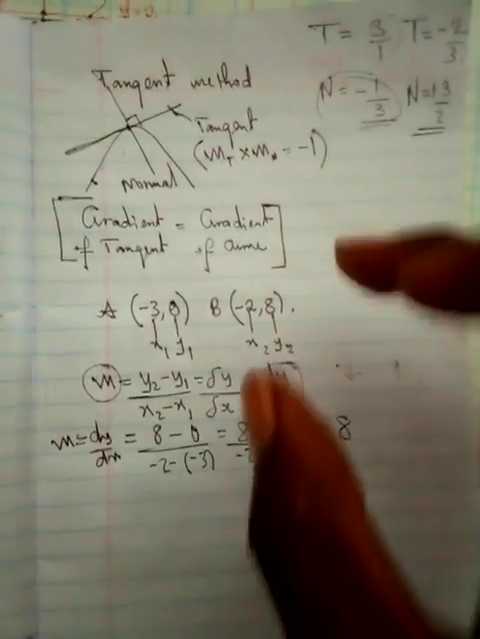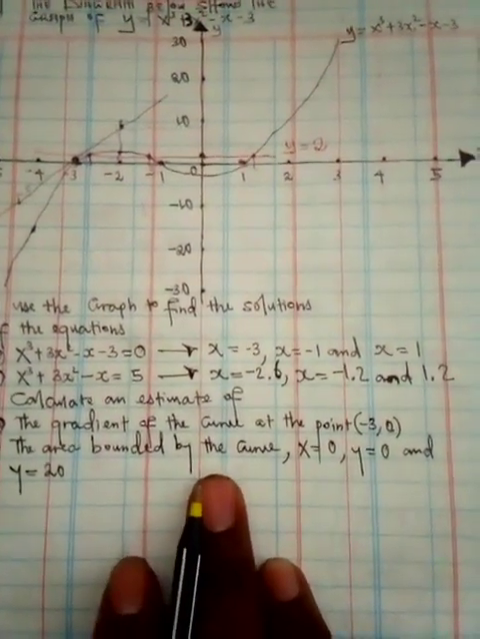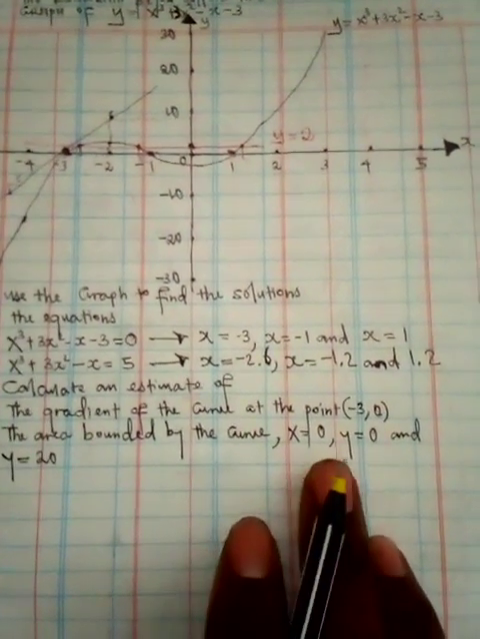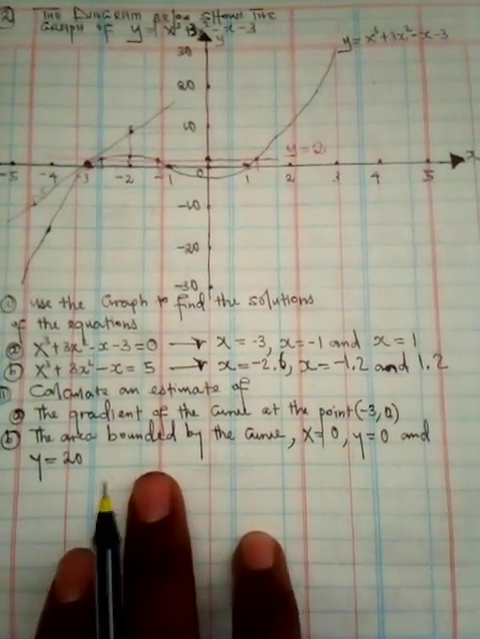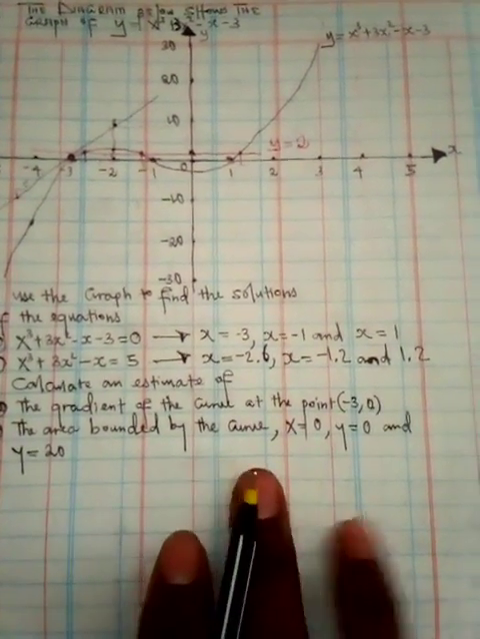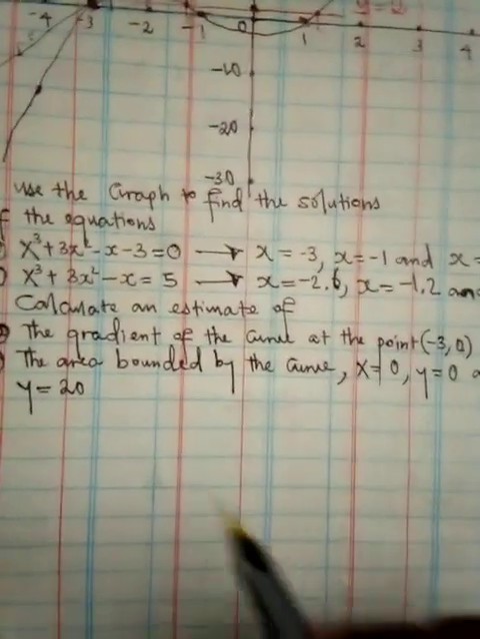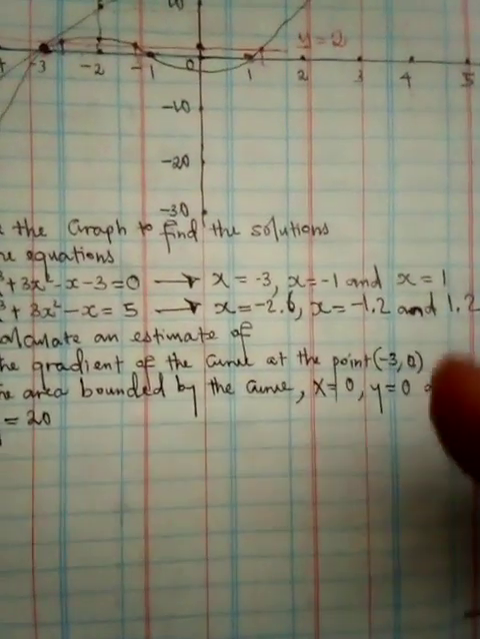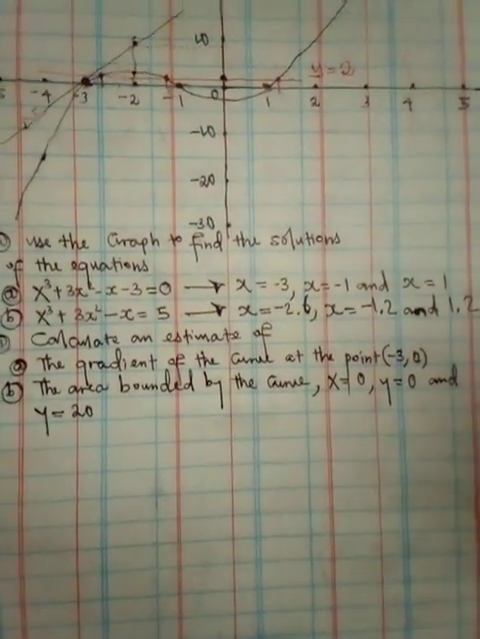Okay, and then lastly but not the least, we are being asked to determine the area bounded by the curve, x is equal to 0, y is equal to 0, and y is equal to 20. The area bounded by the curve, x is equal to 0, y is equal to 0, and y is equal to 20. 4 things have they mentioned here. Area bounded by, number 1, the curve. x is equal to 0, y is equal to 0, and y is equal to 20.